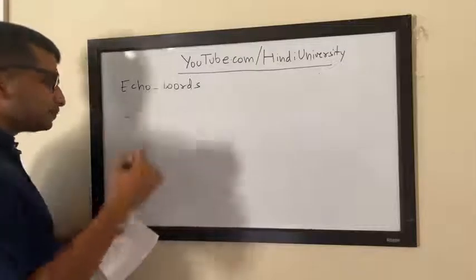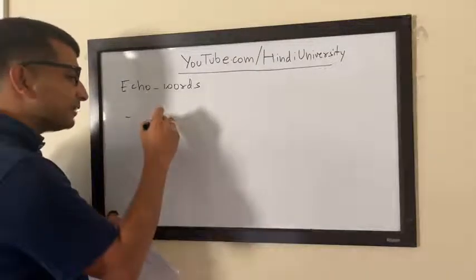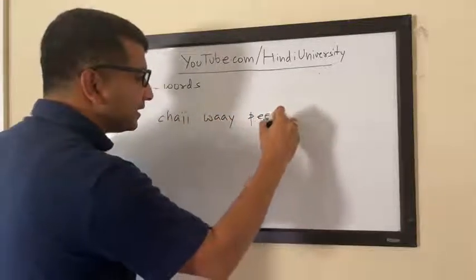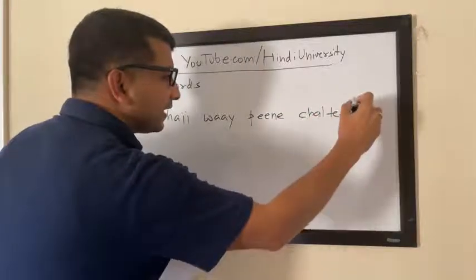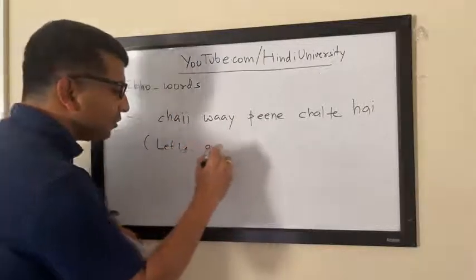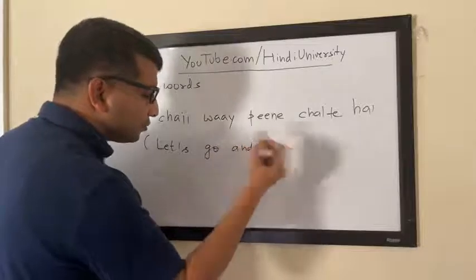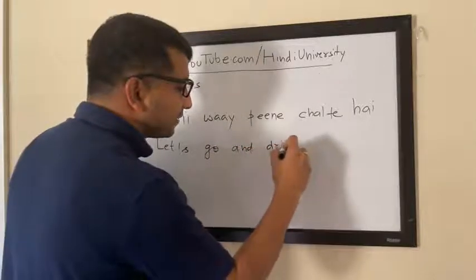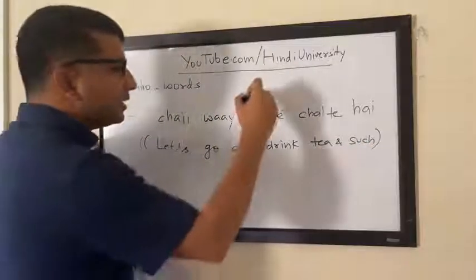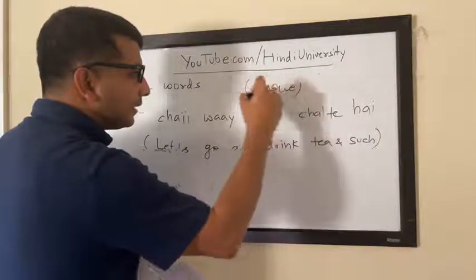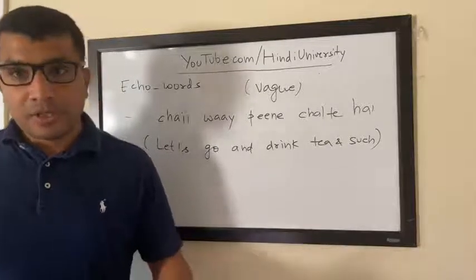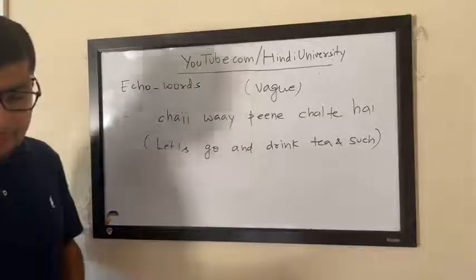So let's say some of my friends come to my house and I want to tell them, like, chai vai peene chalte hain. Okay, chai vai peene chalte hain. Let's go to drink tea and such. Here I'm a little vague about it. It doesn't mean that everybody will be drinking tea along with me. It just means let's go out, have tea and such. It could be something else as well.